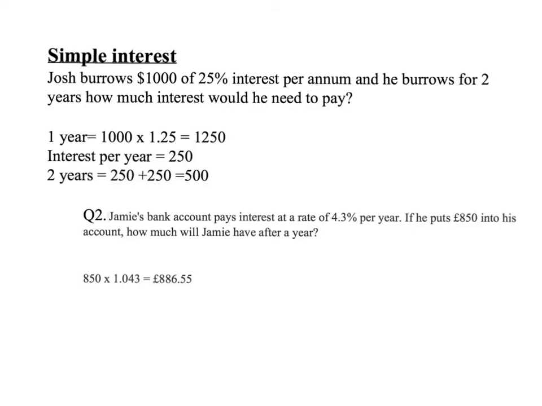Simple interest, which was typed up by Tusnim. Remember, simple interest is where we work out the interest and we simply multiply it by the number of years that the interest is being added for. So we work out the interest once and then look at how many years we need it for.